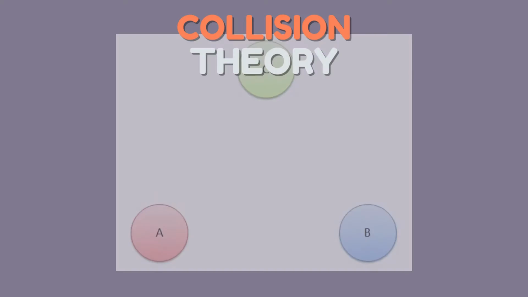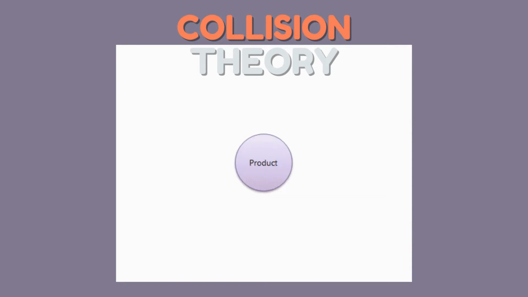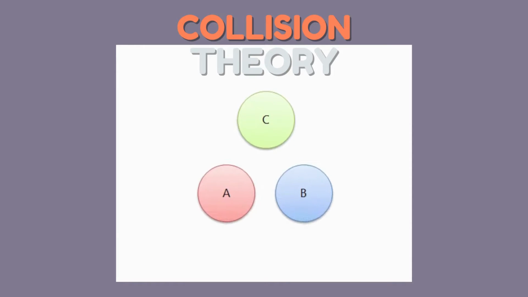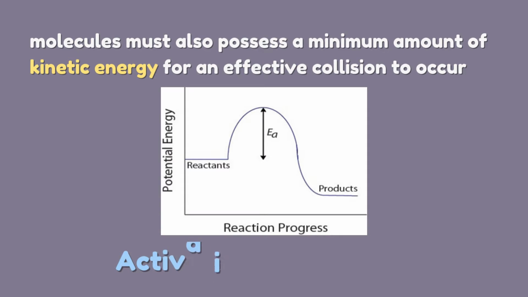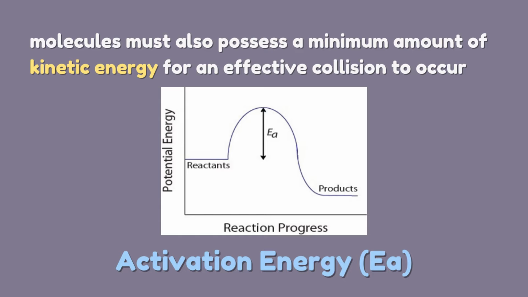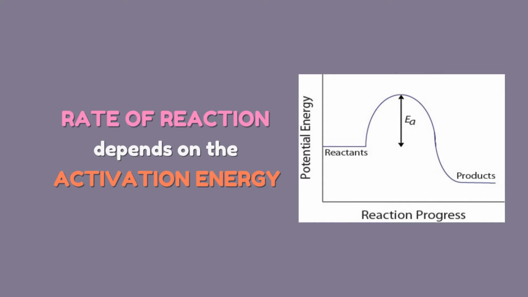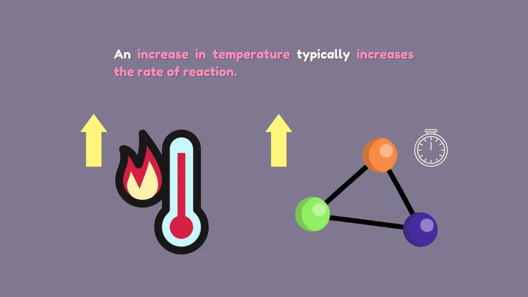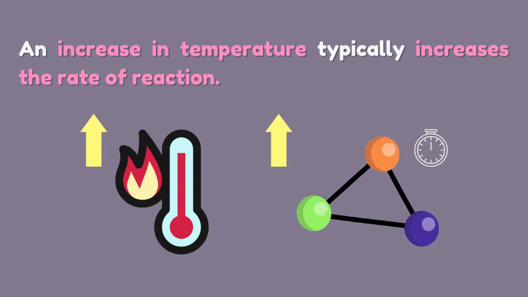During a molecular collision, molecules must also possess a minimum amount of kinetic energy for an effective collision to occur. This energy varies for each reaction and is known as the activation energy. The rate of reaction therefore depends on the activation energy. A higher activation energy means that fewer molecules will have sufficient energy to undergo an effective collision. An increase in temperature typically increases the rate of reaction.